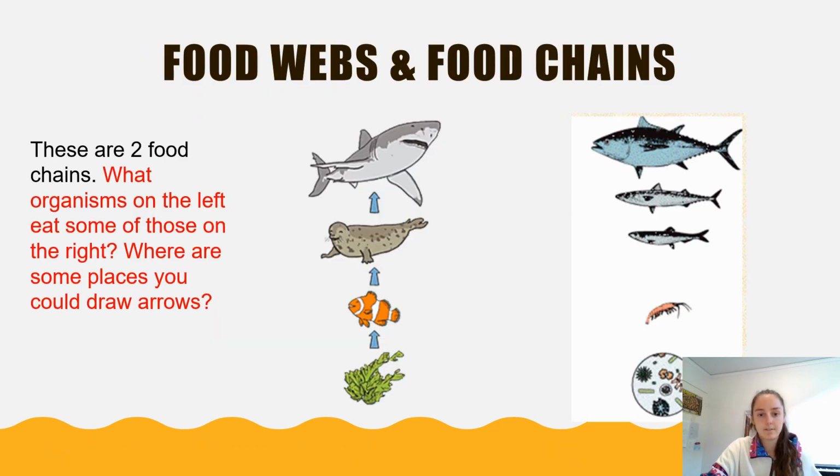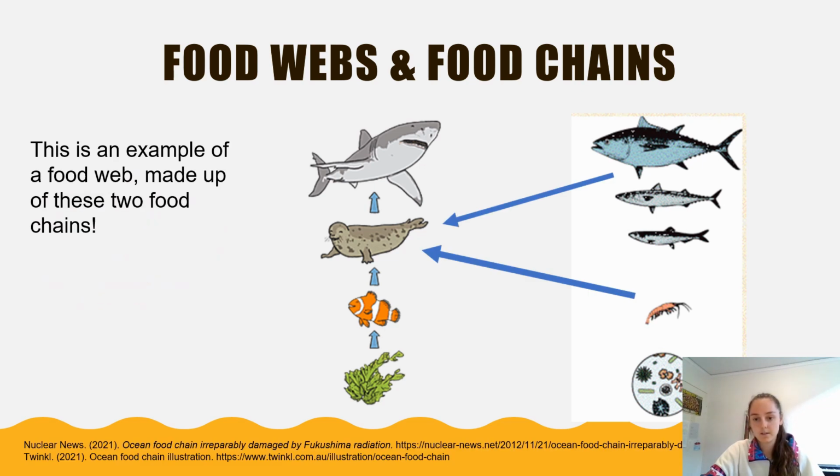For this activity, these are two food chains, and have a think about what organisms on the left would eat some of those organisms on the right. Using two arrows, what are some places you could draw the arrows to connect the food chains and make a food web? Just as an example, the seal eats one of the larger fish and also eats krill. So that's an example of a food web connecting two food chains.